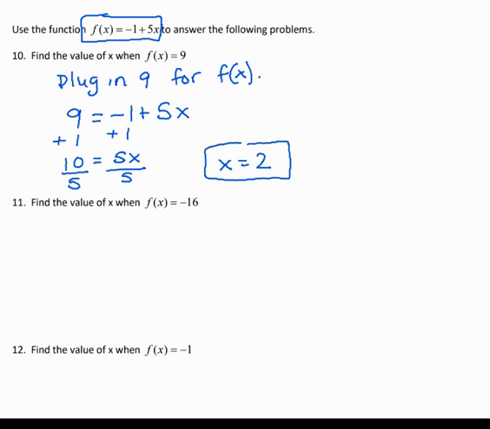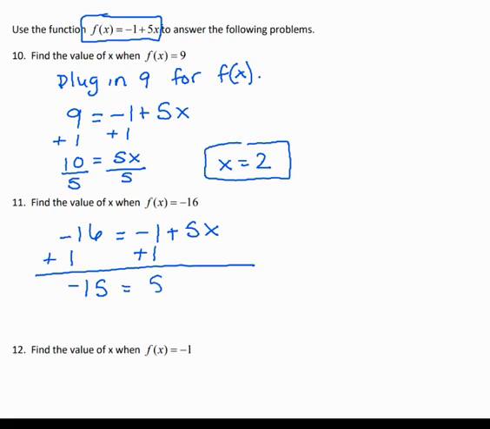So number 11, okay? The first thing we're going to do is have this so it says negative 16 equals negative 1 plus 5x. We're using that same equation I boxed in at the top. Okay, so we plug in negative 16 for f of x, and now we're looking for x. Gabe, what will I do next? You add 1 to each side, right? Perfect, yes. So when we do that, negative 16 plus 1 gives me negative 15 equals 5x.